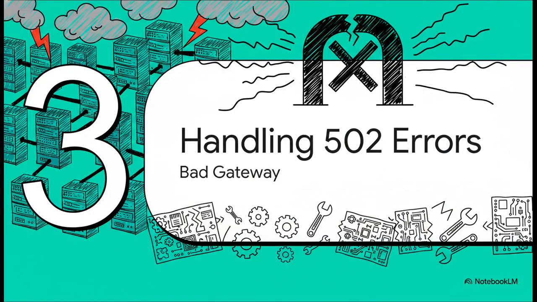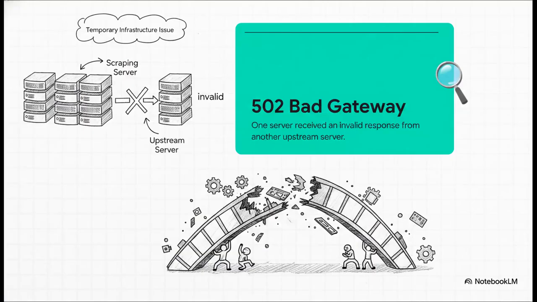All right, moving right along to Section 3, handling 502 bad gateway errors. Let's see how this builds, because now we're shifting from intentional security blocks to actual infrastructure struggles. A 502 bad gateway basically tells us that one server, somewhere on the internet, got an invalid response from another server, usually the upstream target server you're trying to scrape. Unlike that 403 bouncer we just talked about, a 502 is usually a temporary infrastructure hiccup. The server is, quite literally, buckling under pressure.